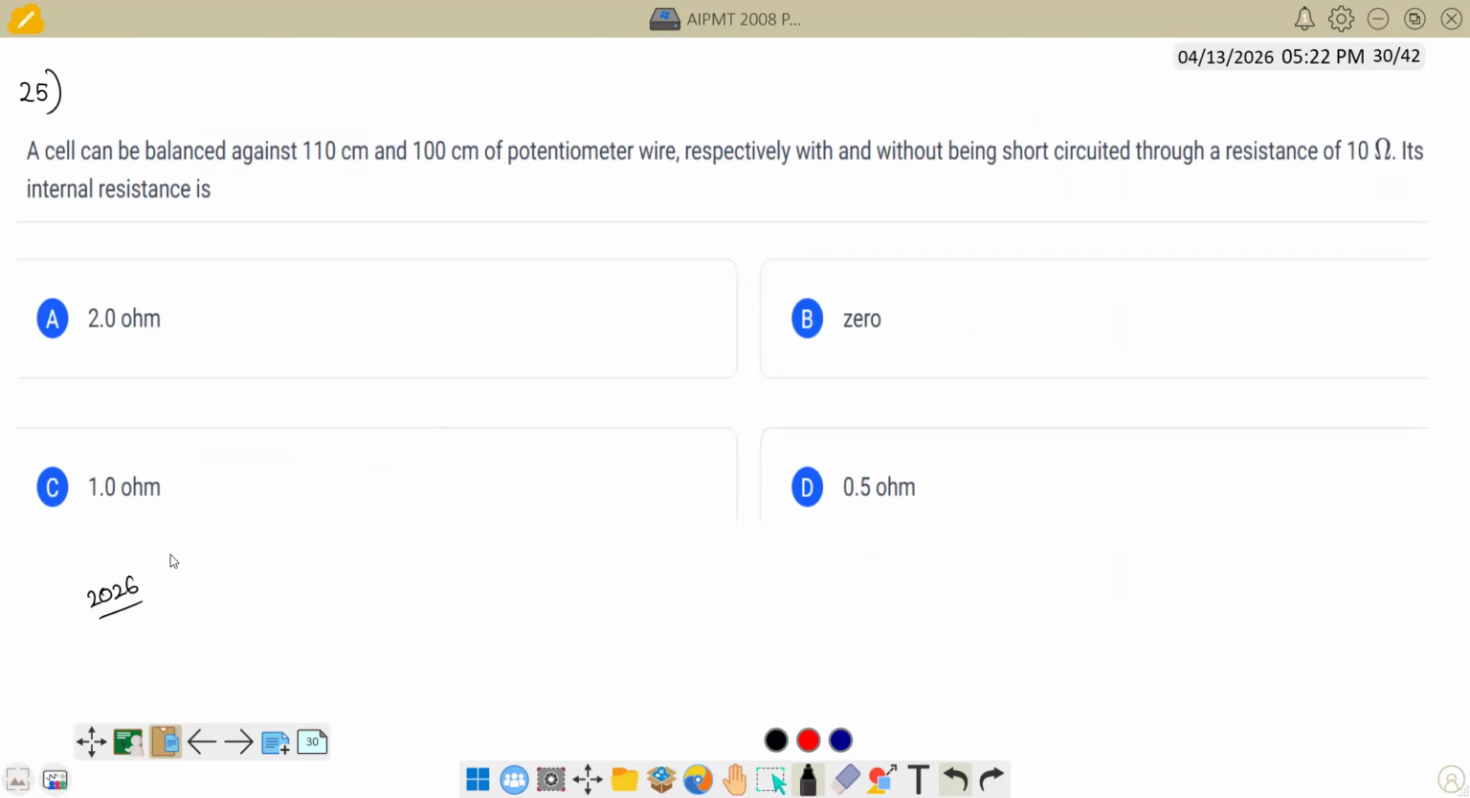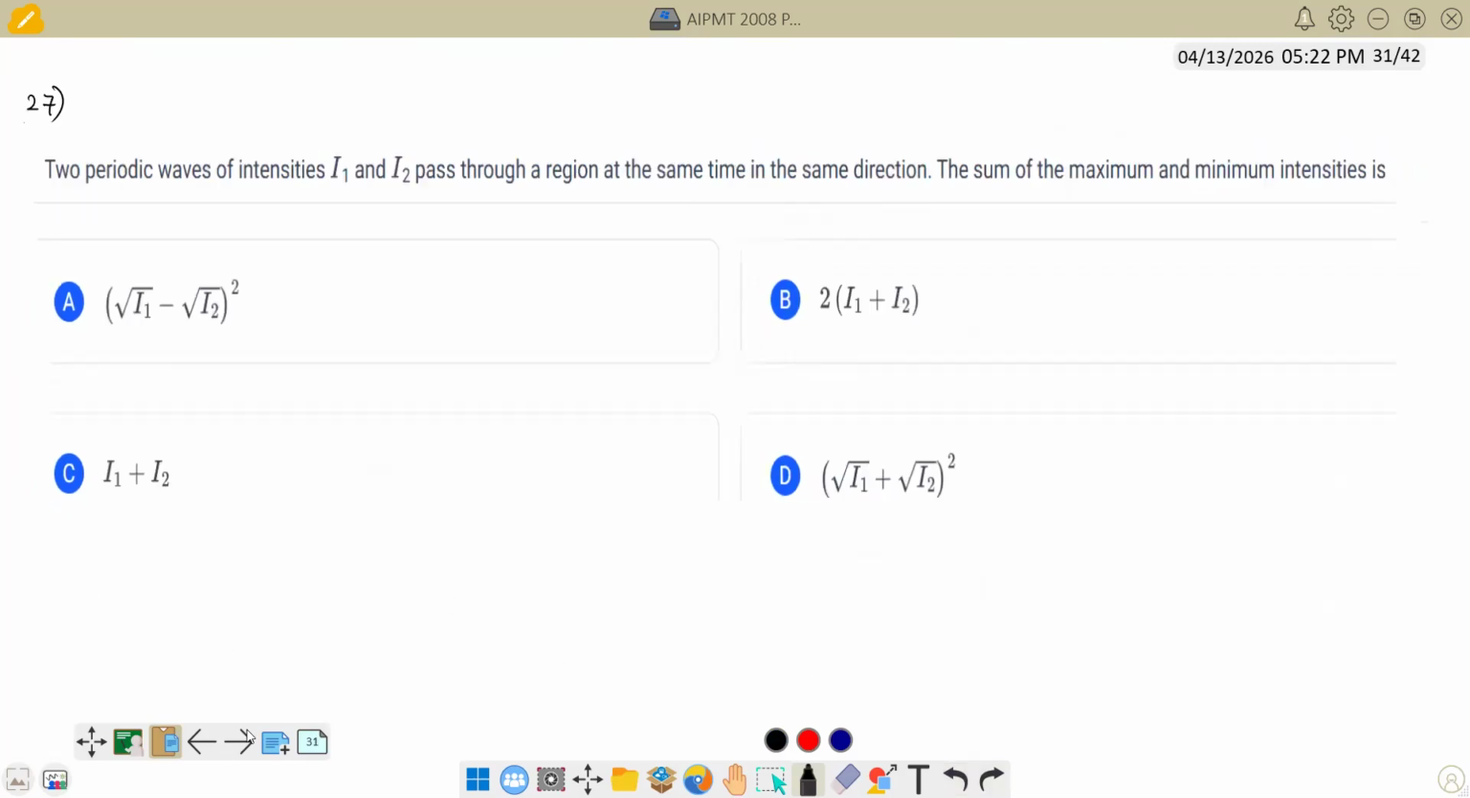If this is ever added in the future, I'll just make a separate recording of all the potentiometer questions. We'll go for the next one.